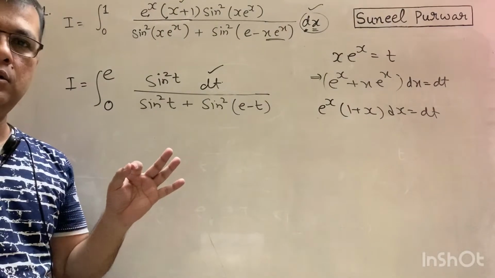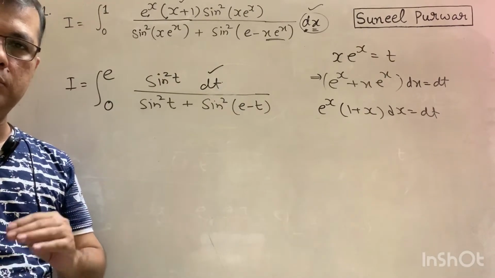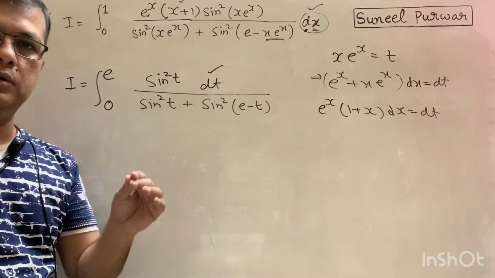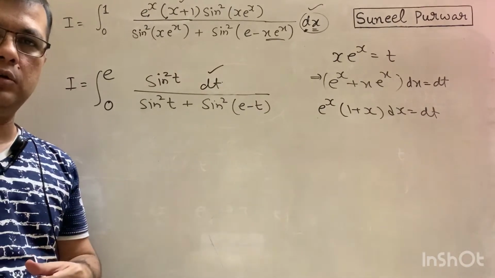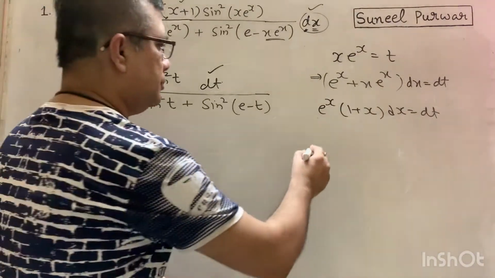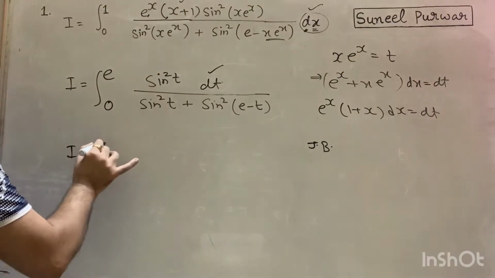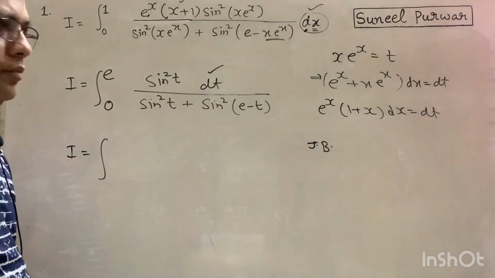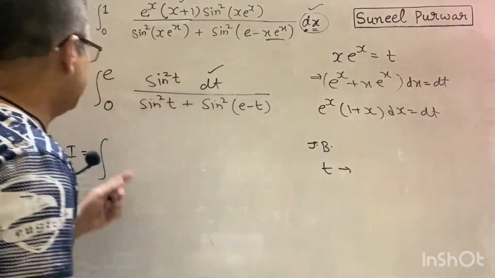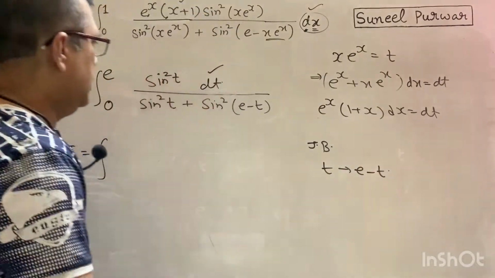Now, as I have told you, the James Bond property is the most powerful property and most frequently used property for the questions. So always give it the first preference while solving the questions of definite integrals. So let's apply the James Bond. To use the James Bond property, you will replace t by what? Sum of the limits, 0 plus e, which is e minus t, in the integrand.